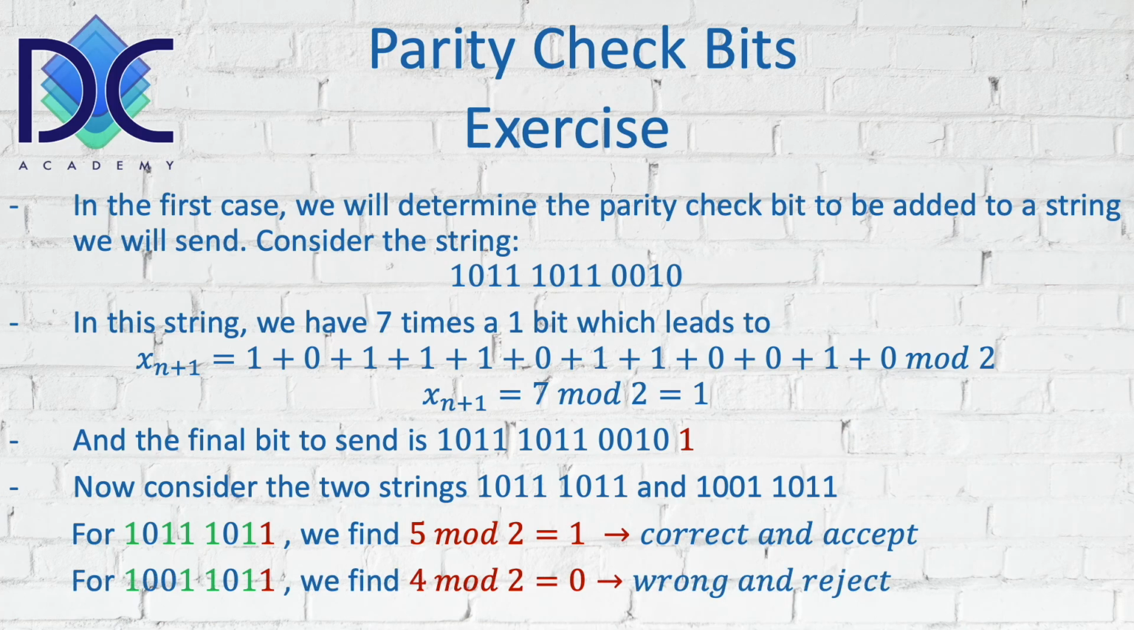Now we have the other string. We look at that. We have the parity check bit, which is equal to 1. So we say 4 modulus 2 is equal to 0 because it's even. So 4 is 2 times 2 plus 0 as the remainder. This means that the parity check bit is wrong, so there is something wrong with the bit string, and we reject the bit string. So that's the principle of the parity check bit.